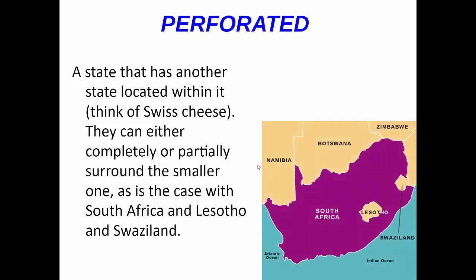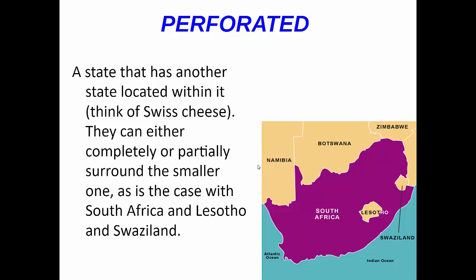Finally, we have perforated state. A perforated state's a state that has another state located either entirely or partly within it. Think of Swiss cheese. Swiss cheese has holes in it. If your country had other countries in it, like Swiss cheese, they would be the holes. A perforated state can either completely surround a smaller one, or it can partially surround a smaller one.